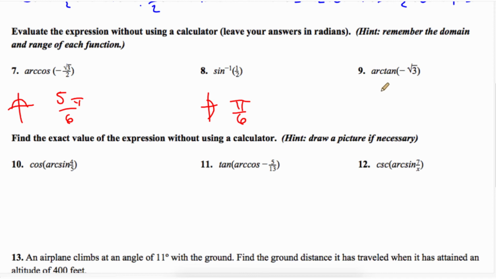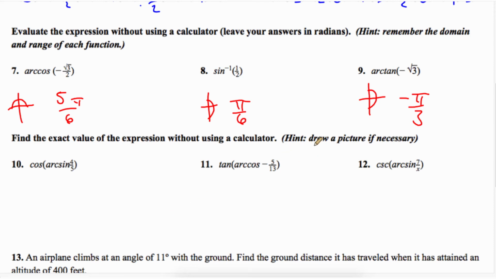And then for number 9, we're looking at the arctangent of negative root 3. So for an arctangent, we're looking at the right half. This is a negative value, so we should be looking down in the 4th quadrant. We do have to remember that our angles need to fall between pi over 2 and negative pi over 2. So when we evaluate this, we should end up getting negative pi over 3.